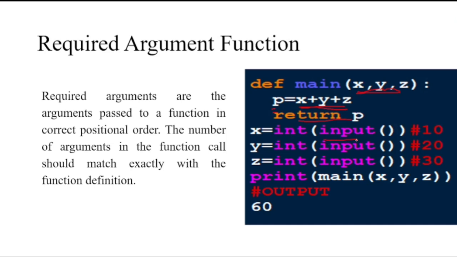This input prompts the user to input the values. So the user inputs 10, this 10 is stored in x, 20 is stored in y, and then 30 is stored in z. And then we call our function main, and we pass these arguments. One thing you need to understand is these arguments must be the same as the arguments that you passed in your function definition. So these arguments we are passing here are these ones here, x, y, and z. So that is the required argument function.